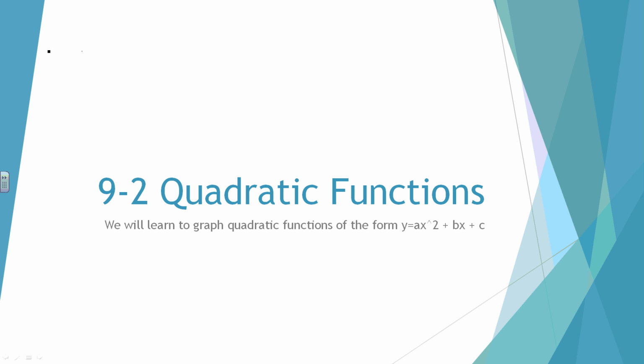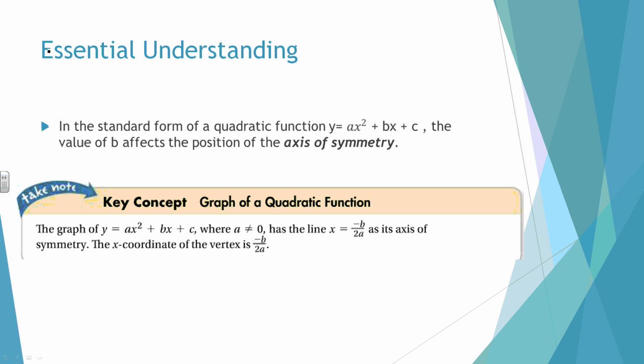In this section, we will learn to graph quadratic functions of the form y equals ax squared plus bx plus c. So in this section, we're really going to talk about two things more in depth. We'll talk about the axis of symmetry and how to find the axis of symmetry, and then we'll talk more about the vertex and how to actually find a vertex when given a quadratic function.